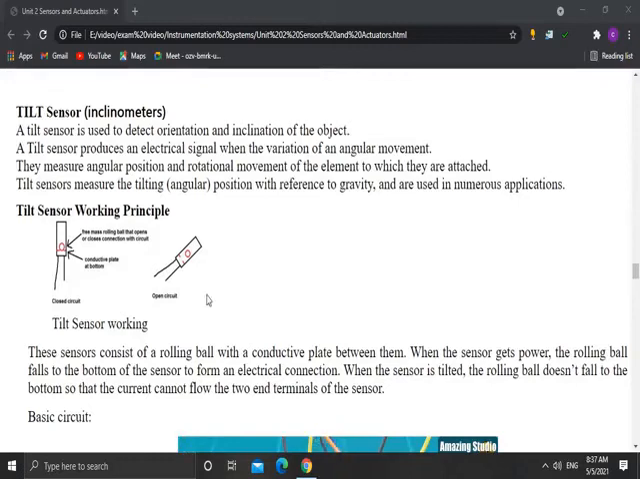Next point is tilt sensor. Tilt sensor, also called an inclinometer. A tilt sensor is used to detect orientation and inclination of the object. Means it detects the angle of rotation of an object.